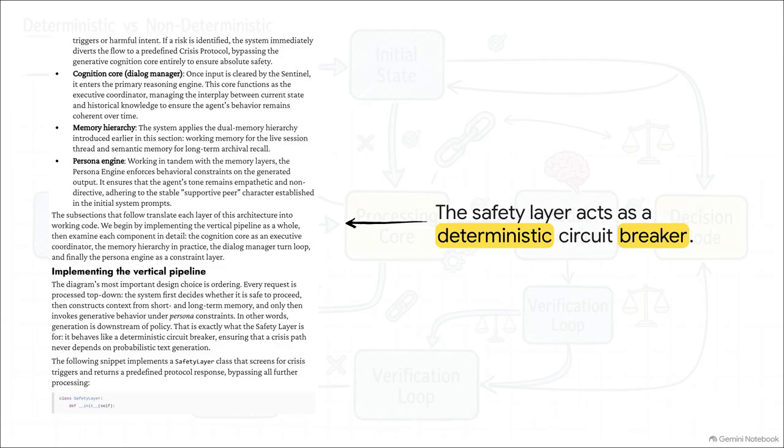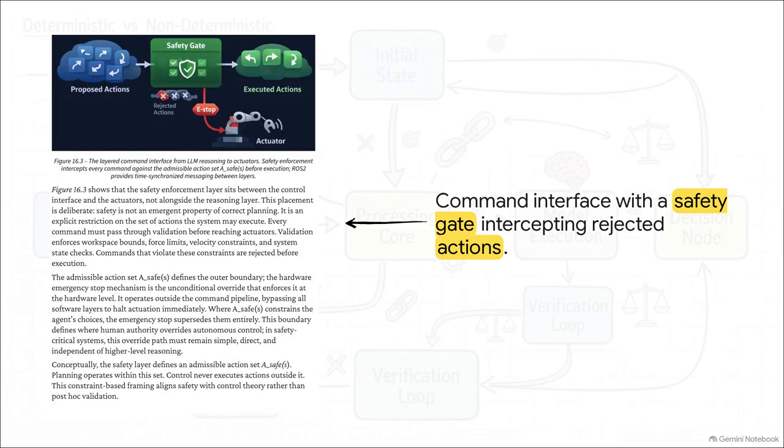A sentinel screens for crisis triggers first. If a risk is identified, the system immediately diverts to a predefined crisis protocol, completely bypassing the AI's generative reasoning engine. Safety here isn't just a polite prompt asking the AI for good behavior, it is a hard, deterministic circuit breaker. And this concept scales all the way up to physical systems, too.